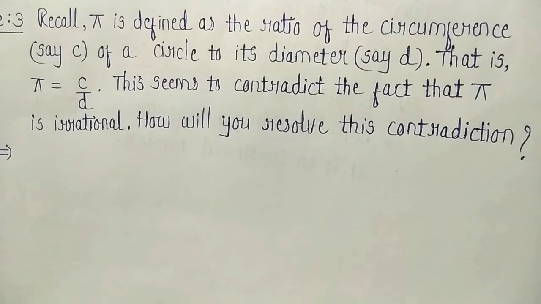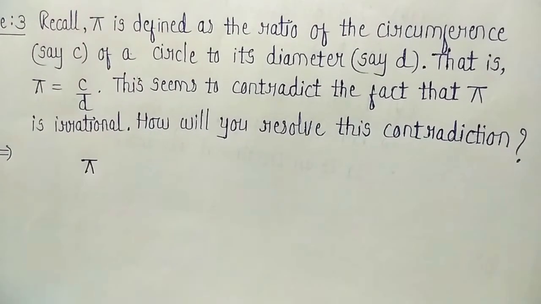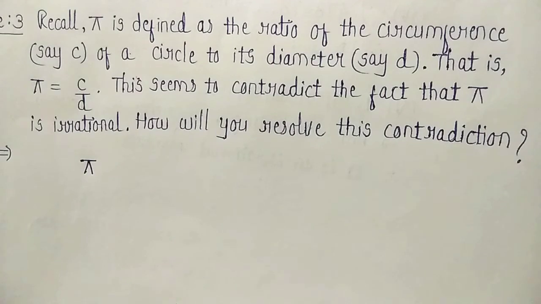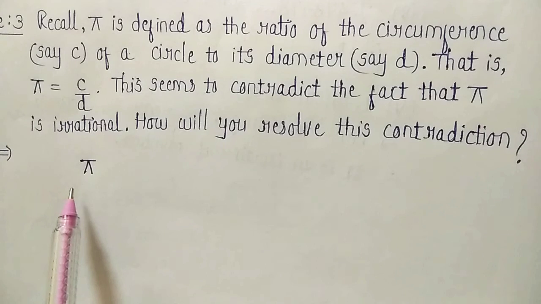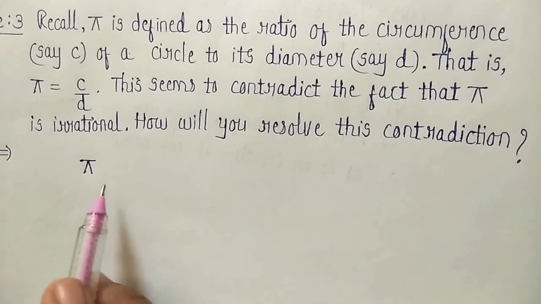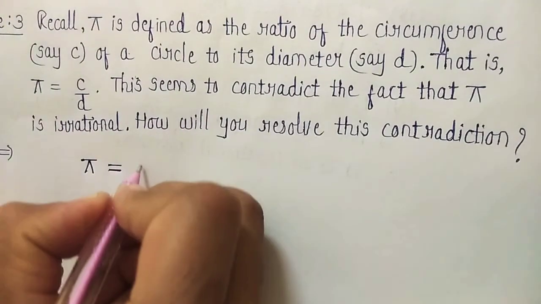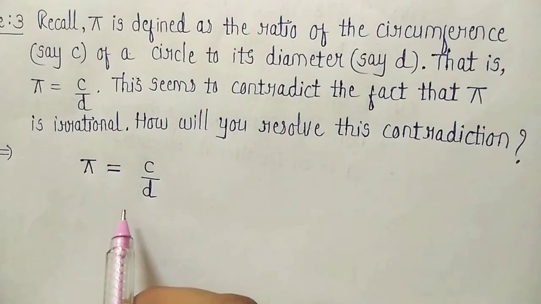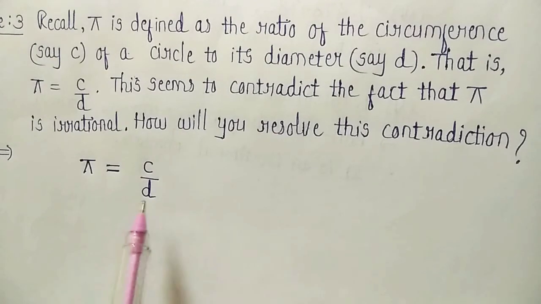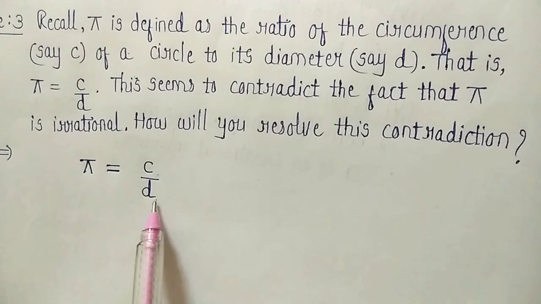Here we are given the irrational number pi. We know that pi is an irrational number because we know its value, right? The decimal expression of this pi is non-terminating, non-recurring. That is why it is an irrational number. That is the fact. We know the definition of pi. What is it? Pi is equal to C divided by D. This is the formula. What is the definition? Pi is defined as the ratio of C, circumference, and diameter, that is D.